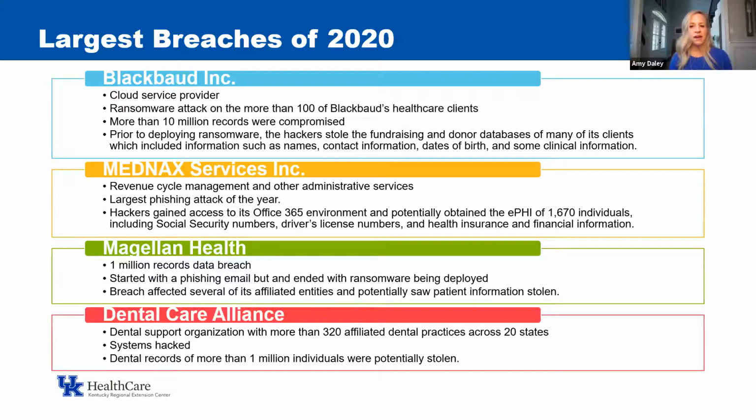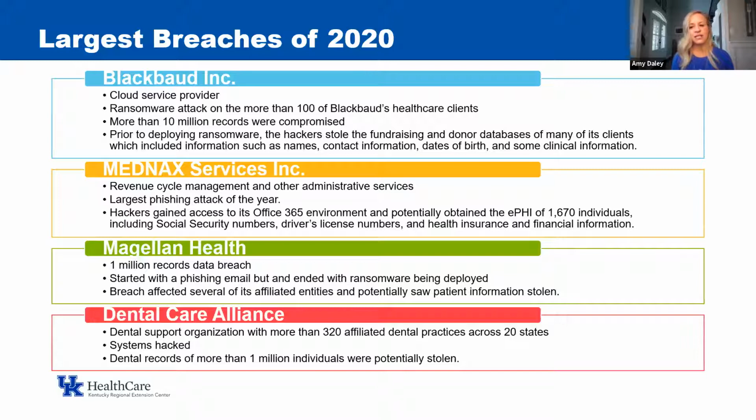So we're going to learn more about phishing in just a few minutes. The breach affected several affiliated entities, and patient information was stolen. And then Dental Care Alliance, they are a dental support organization with more than 320 affiliated practices across 20 states. Their systems were hacked, and dental records of more than 1 million patients were potentially stolen. So you may have read about these in the news.